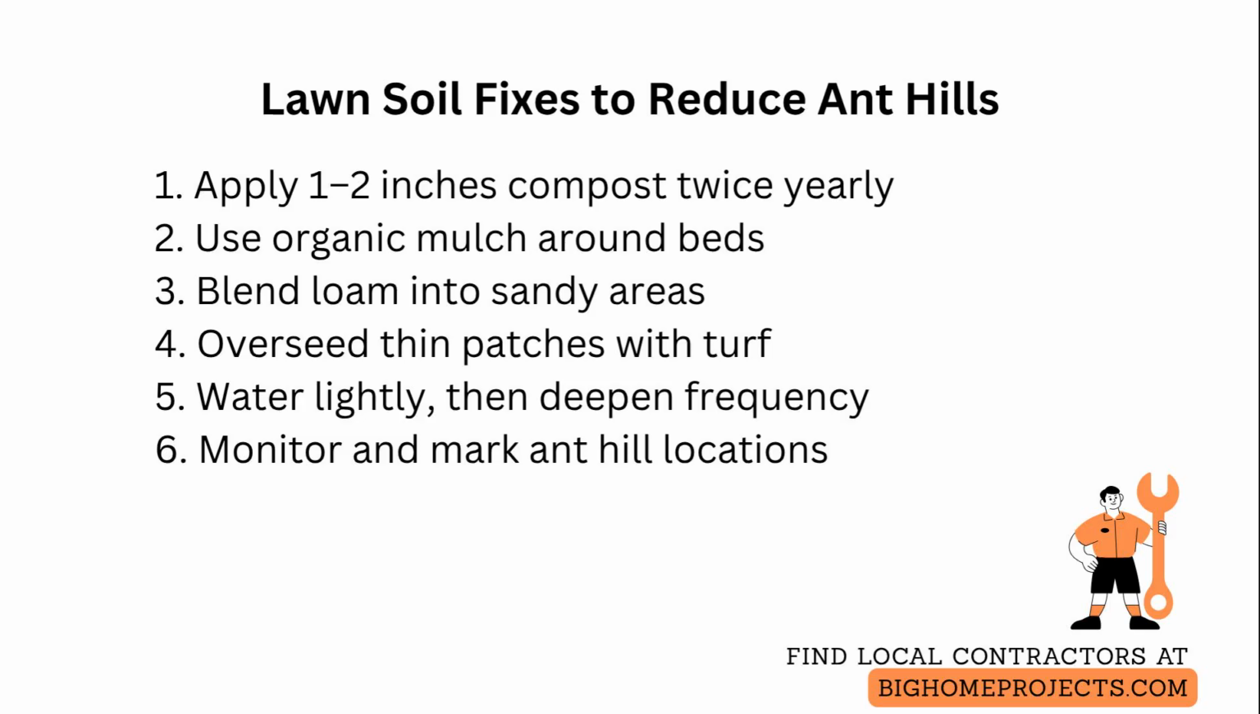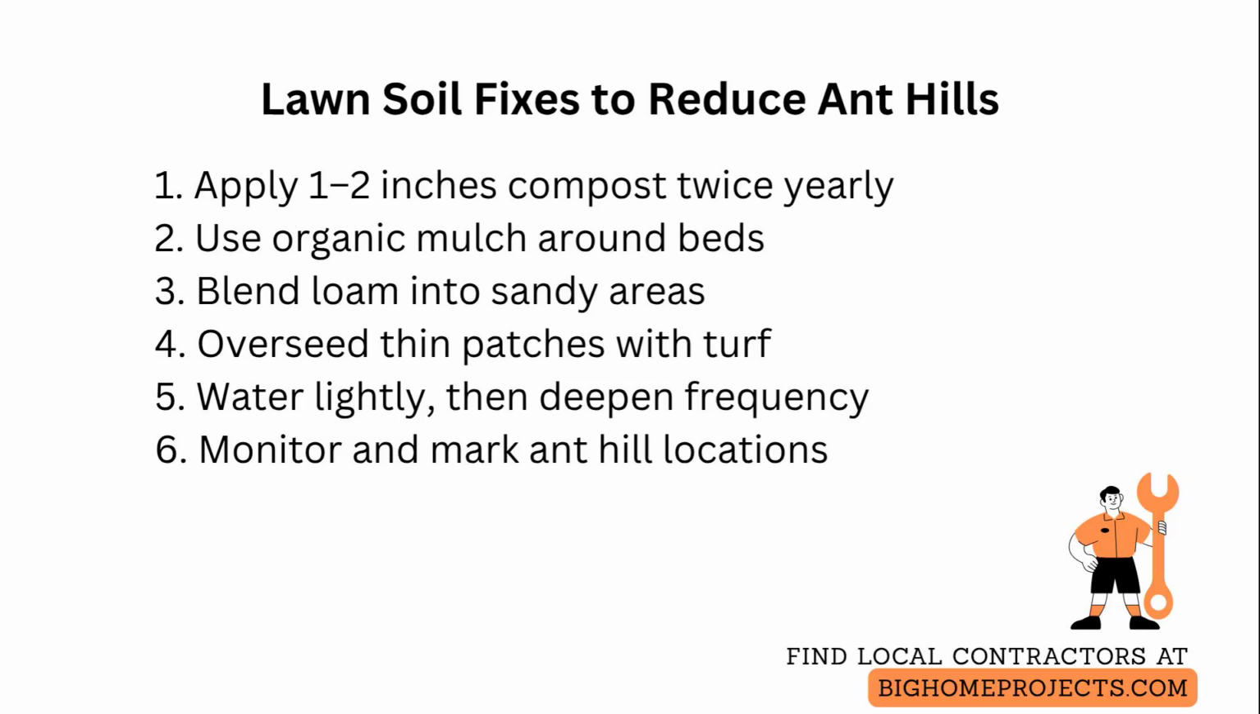Start by consistently amending the lawn with 1 to 2 inches of fully decomposed compost applied twice a year in spring and fall to increase organic matter and water retention. Use organic mulch around beds and trees to reduce bare soil patches and hold moisture near roots, which supports thicker plant growth and discourages ants from creating exposed nests.